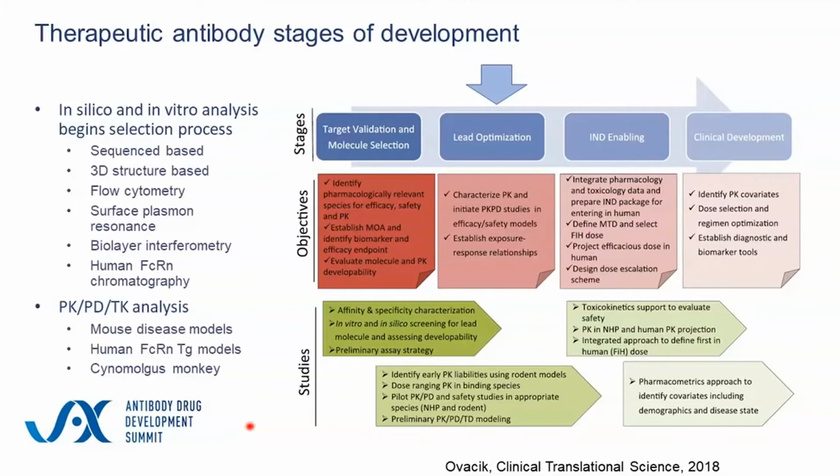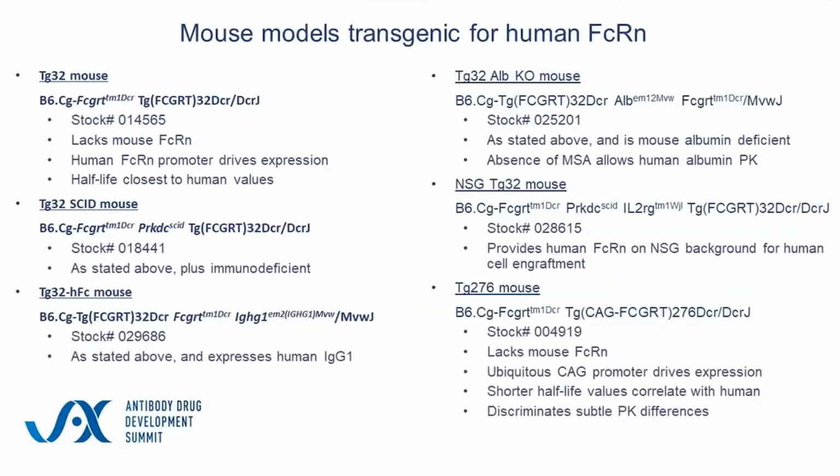And if you're going to go forward into clinical development, you'll want to test in human FcRn transgenic models or the non-human primate. And what we can offer are models that use the human FcRn transgenic mice. And these models here are what we can offer.